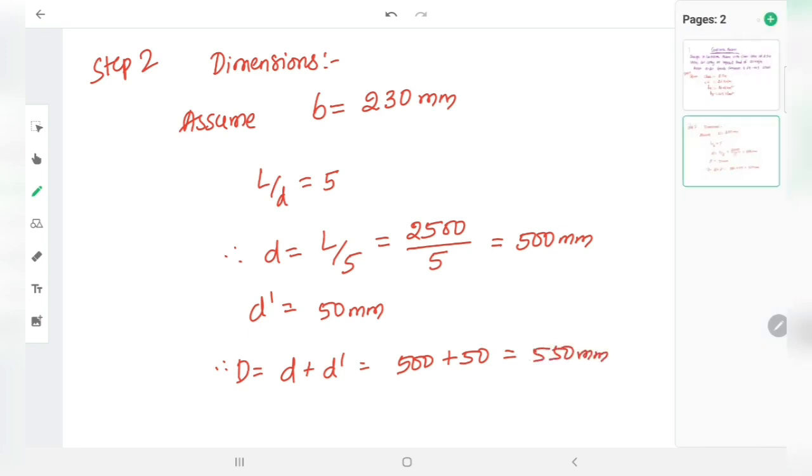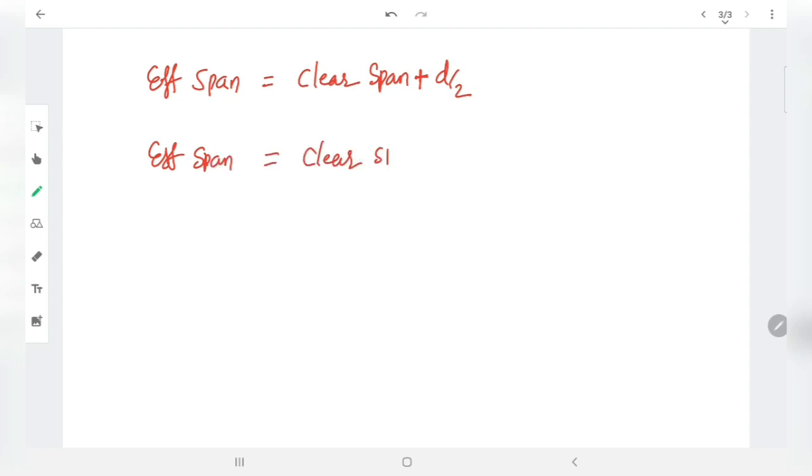The next will be the calculation of effective span. We have two criteria to calculate effective span. One is effective span is equal to clear span plus D by 2. Actually for a cantilever only one support is there, that's why I will be taking only one D by 2. Or effective span is equal to clear span plus width of support by 2. These two clauses are there. In the present problem we don't have any width of support mentioned, so I will not be going for this one.